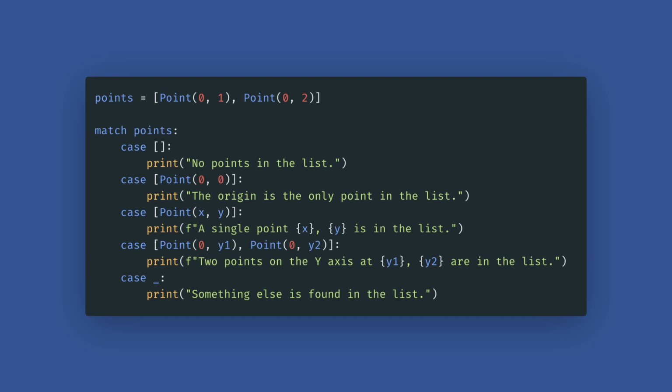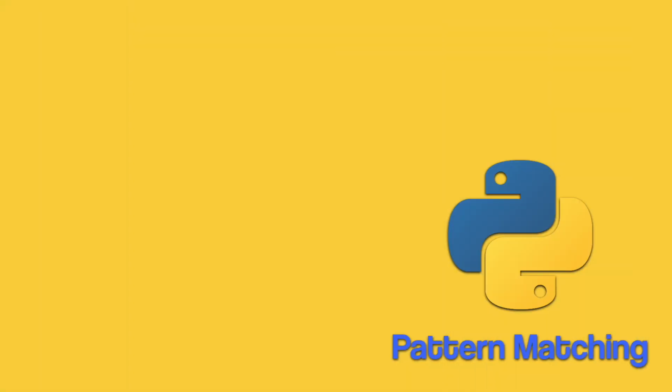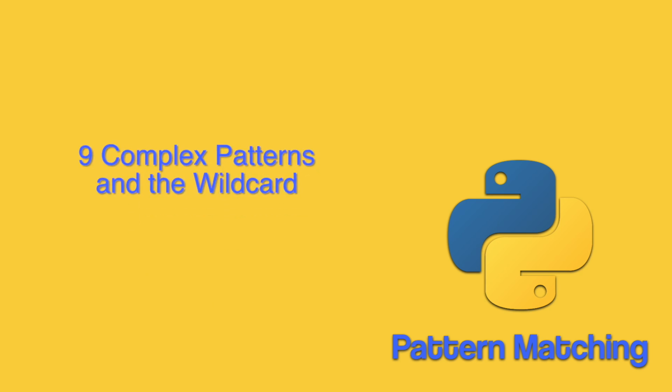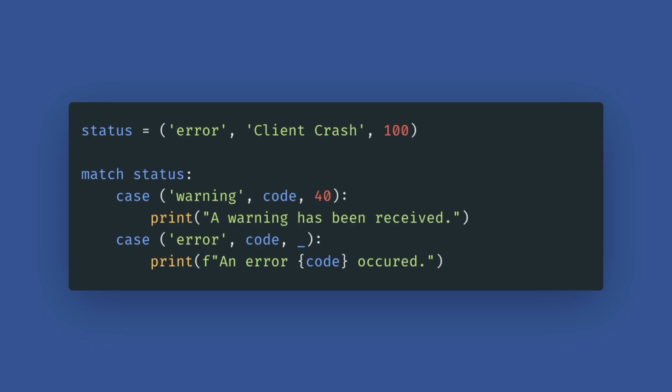Patterns can be nested. For example, if our data is a short list of points, it could be matched like this. Here we match against different possible lists. A wildcard can not only be used as last case statement, but also in more complex patterns such as tuples. In this example, the status variable matches against all tuples with an error, a code, and then any arbitrary status number.